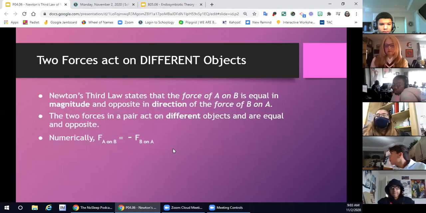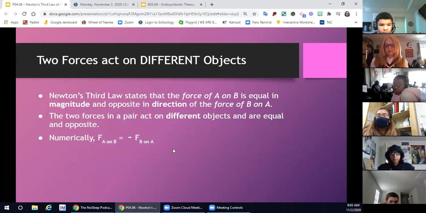Newton's third law states that the force of A on B is equal in magnitude but opposite in direction of the force of B on A. The two forces in a pair act on different objects and are equal and opposite. So it's kind of like that question I asked you last week when you're holding a box up. Well, if the weight was 75 newtons, how much is the normal force going to be pulling it up? 75 newtons. The only difference is normal force goes up, weight goes down. So they're equal but opposite.